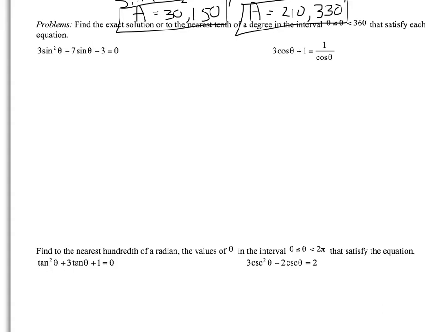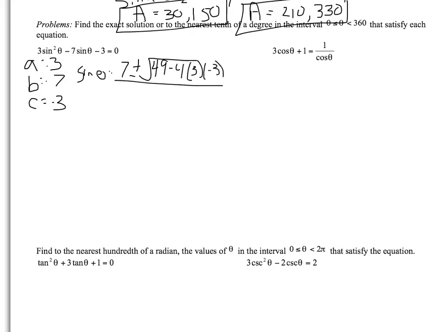So for this first one, let's do this first one. My a is 3, b is negative 7, and c is negative 3. So plugging in, it's going to be sine theta equals 7 plus or minus the square root of 49 minus 4 times 3 times negative 3, all over 2 times 3. So it's going to be 7 plus or minus the square root of 85, over 6.